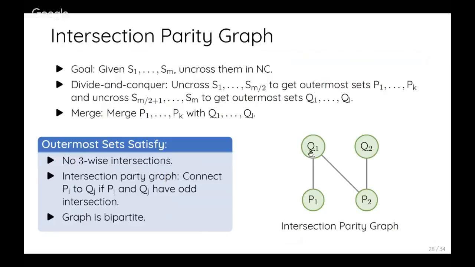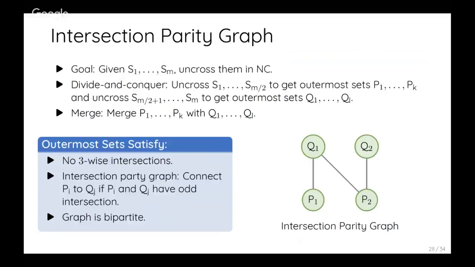Now, this merge procedure is where the meat of the argument is. You can basically distill all of the information about PIs and QJs into this thing called the intersection parity graph. On the one side you have PIs, on the other side you have the QJs, and then you put an edge between a PI and a QJ when they have an odd intersection, and you put a non-edge when they have an even intersection, right? The point is that PIs and QJs have no three-wise intersections, because if you pick any three sets, two of them are going to be either on the PI side or on the QJ side. Therefore, the intersection is empty. And you only care about the parities of the intersections, or the parities of the regions in the Venn diagram of these sets. And this graph basically captures all of those parities. So you can distill all of the information you need into this bipartite graph formed by the PIs and QJs.